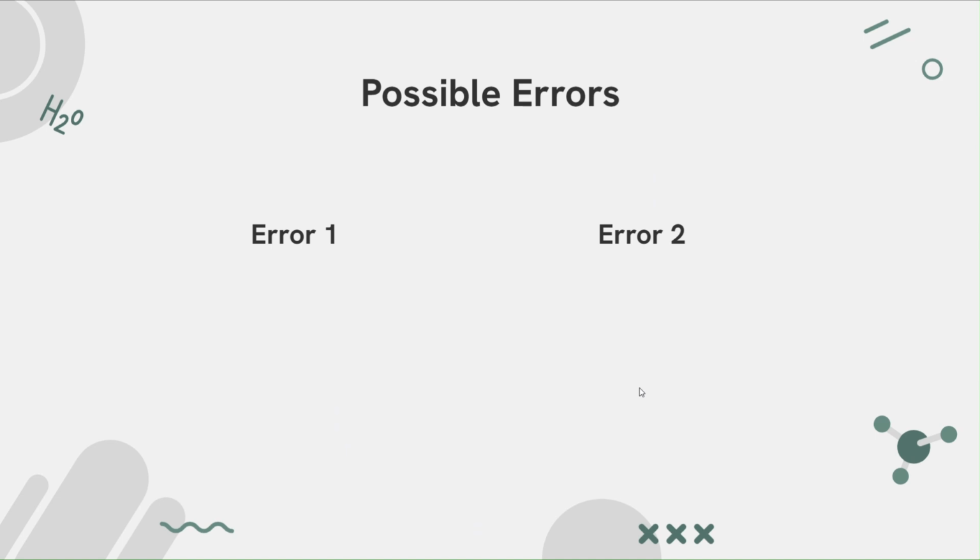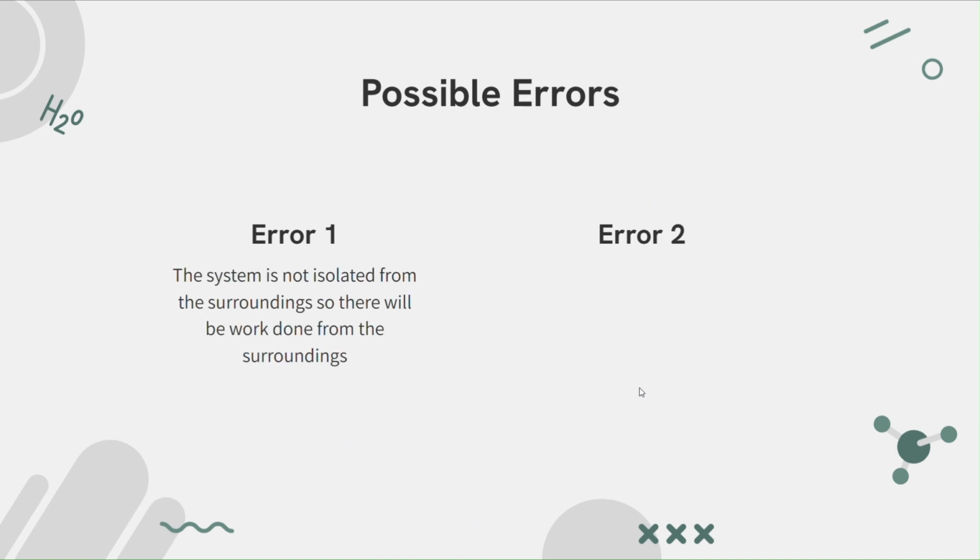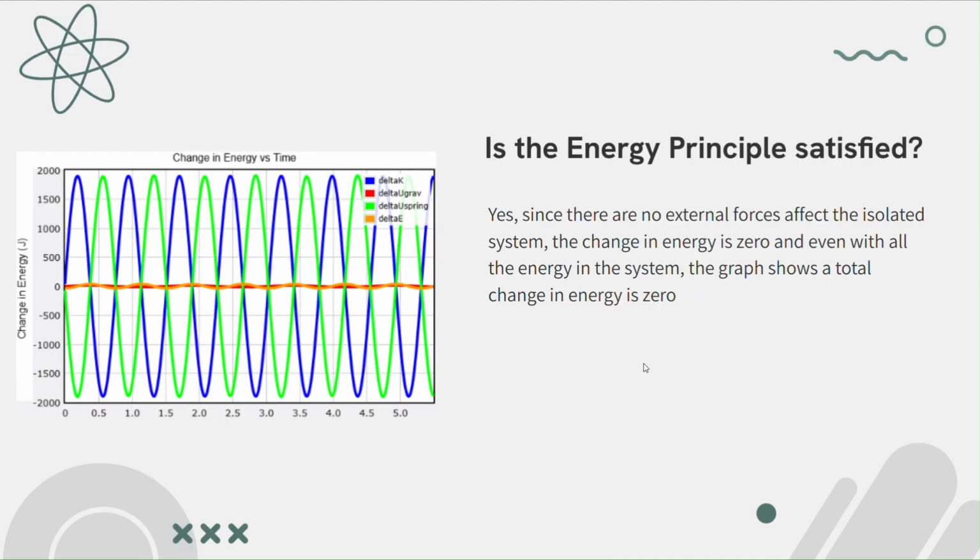Some possible errors include the system not being isolated from the surroundings. This means there would be more work done from the surroundings that was not accounted for. There could also be an inaccurate center of mass placement on Tracker.